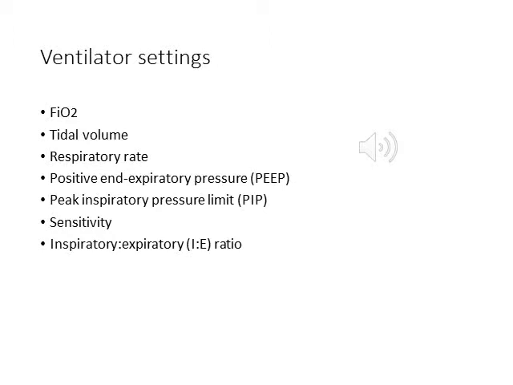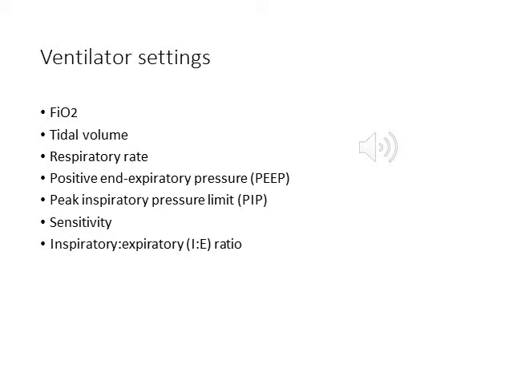All right. Peak inspiratory pressure. A peak inspiratory pressure limit is the highest pressure allowed in the ventilatory circuit. Once that pressure is reached, the inspiration is terminated.